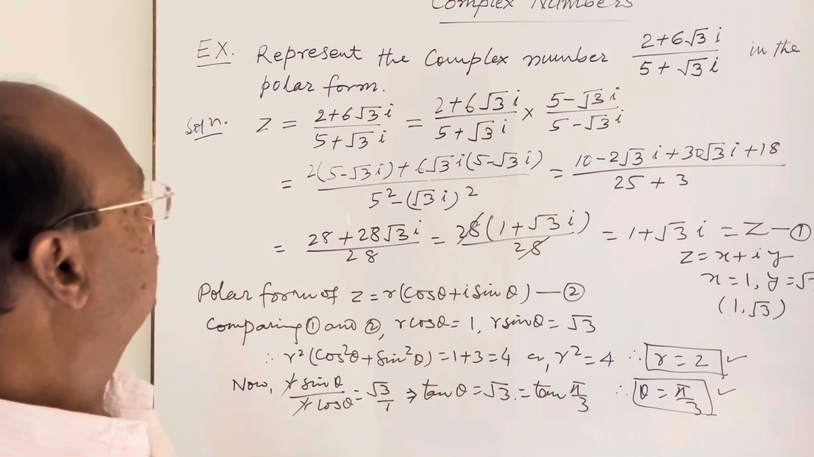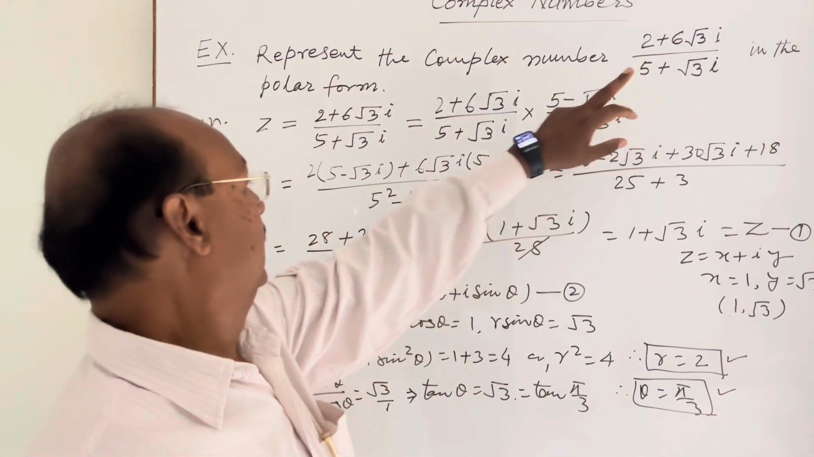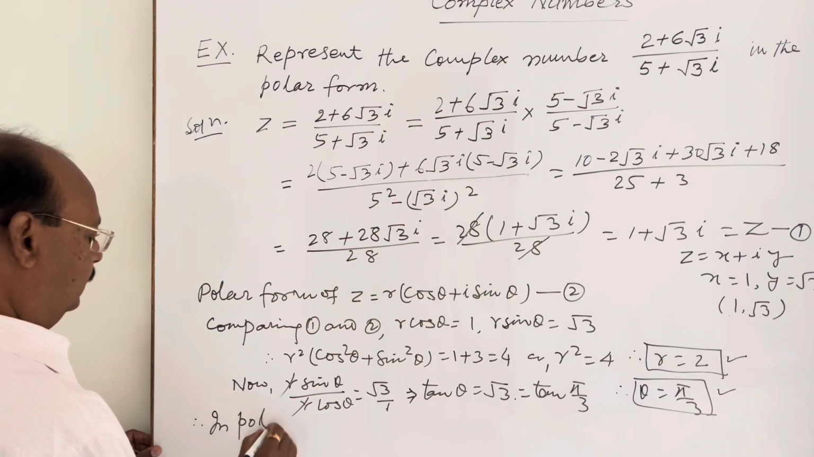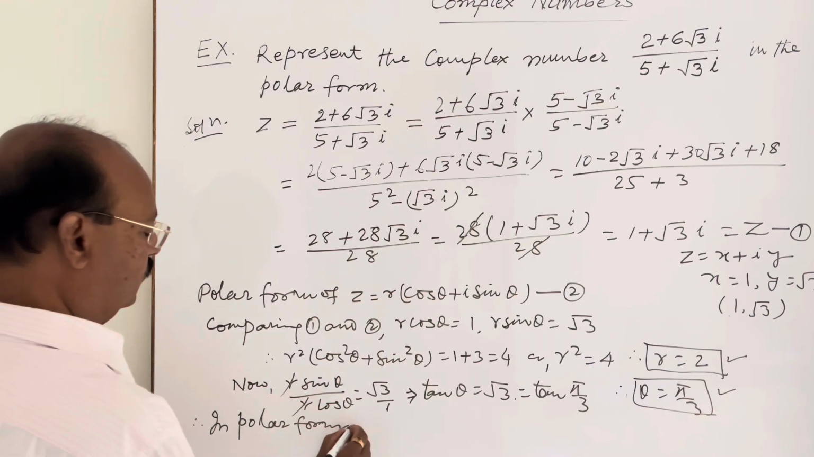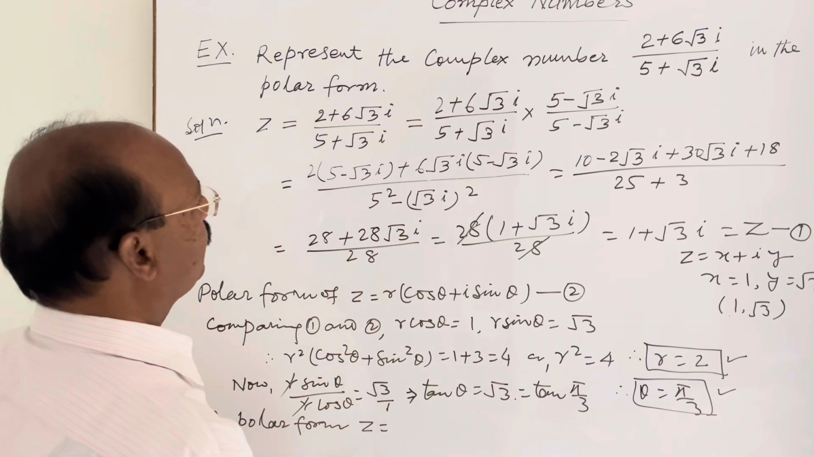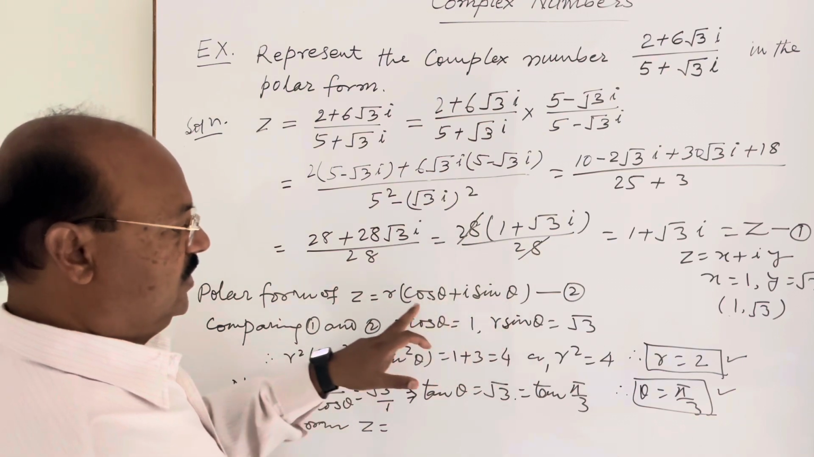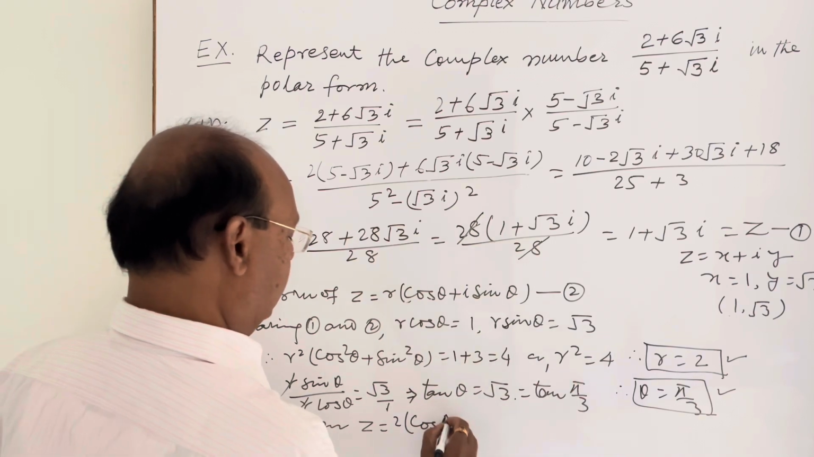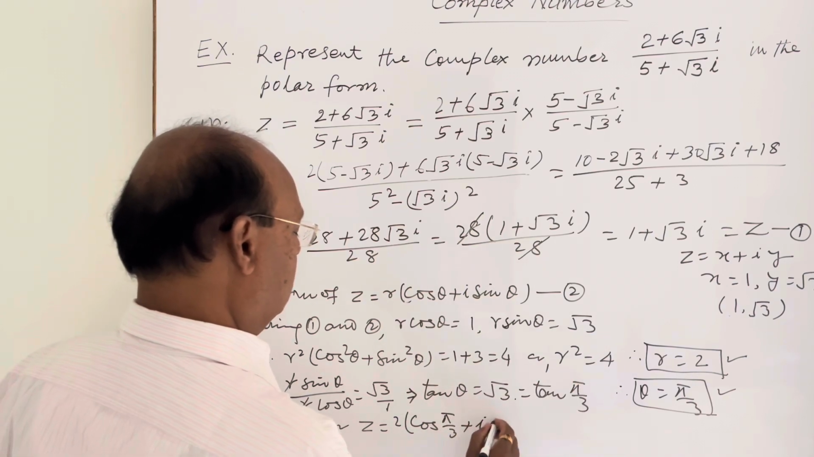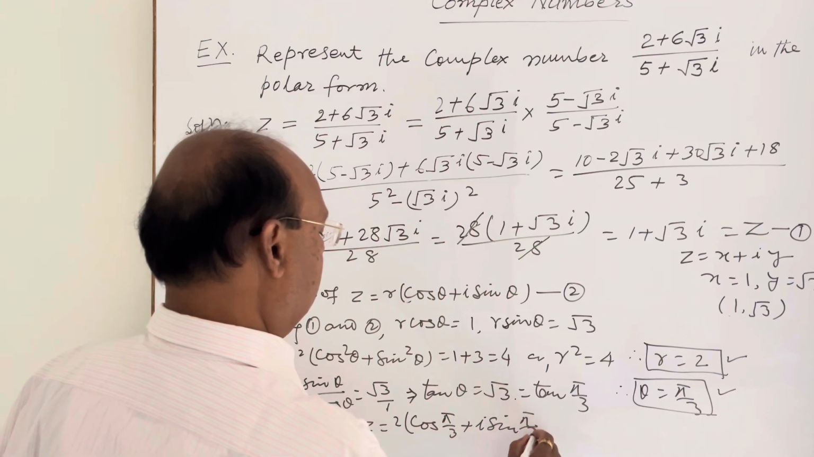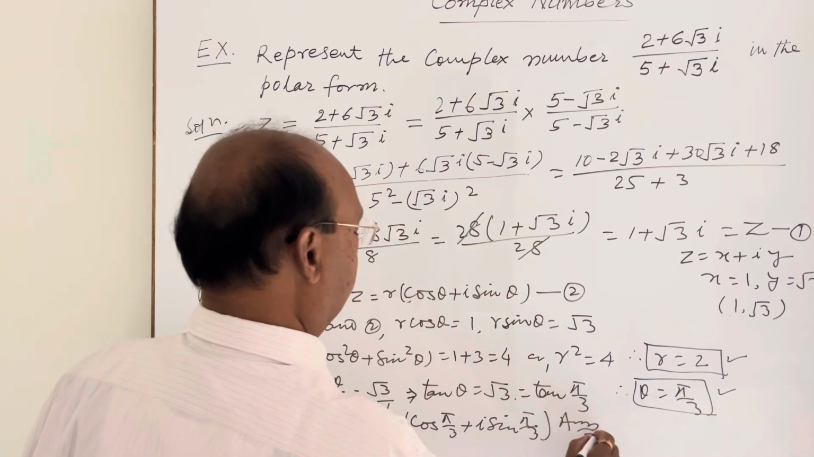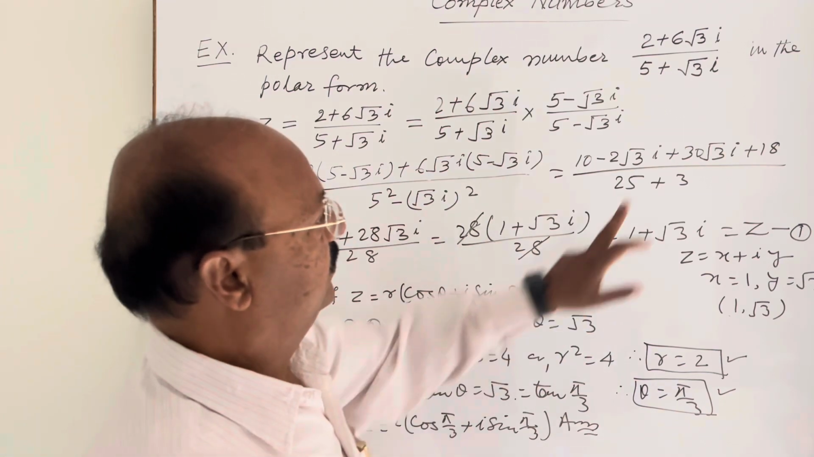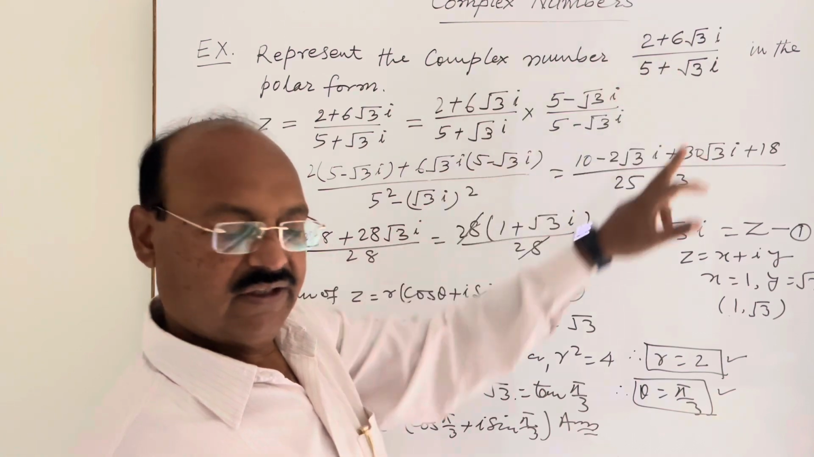So we can write the given complex number in its polar form. Therefore, in polar form, the complex number z is equal to r(cos θ + i sin θ), r is 2, so z = 2(cos π/3 + i sin π/3). So this is the required answer. This is the polar form of this given complex number. Correct? Hope you have understood it.